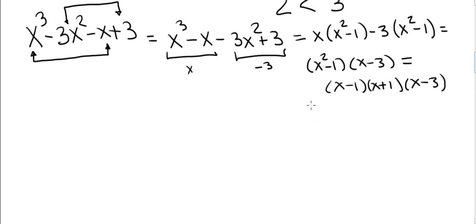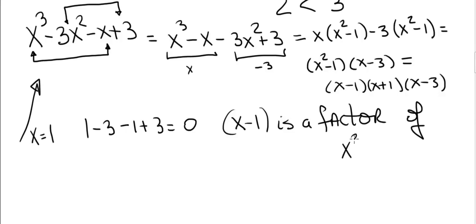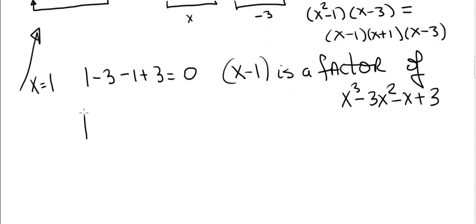Another way to see it is by inspection. See that x = 1 is a root. That's because when we plug in 1 for x, we get 1 − 3 − 1 + 3. That's 0. So x − 1 is a factor of our polynomial x³ − 3x² − x + 3. That is, if I take the polynomial x³ − 3x² − x + 3 divided by x − 1, it's going to leave no remainder, 0 remainder. We can either use long division or synthetic division.